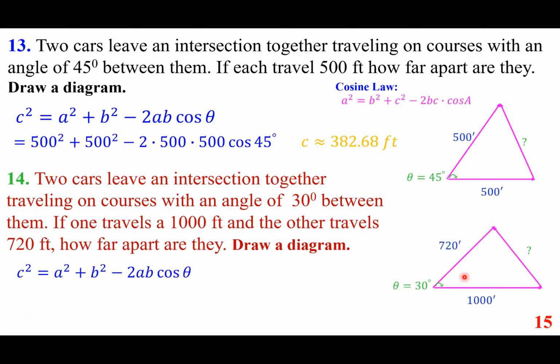So basically, 1,000 squared plus 720 squared minus 2 times the product of the two times cosine of 30 degrees. And again, you plug it into a calculator, you do the math, you take a root, and C becomes 520.89, roughly 521 feet. But again, however many decimals they ask you.